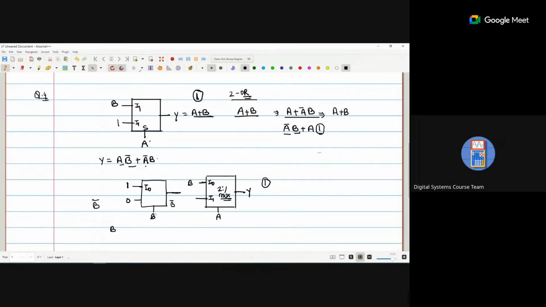Write the equation: B bar dot A plus B dot 0. This term is 0, only B bar is remaining. Now we use this B bar for the input of I1. And here we are getting a XOR. So if complementary input is available, we require 1. If complementary input is not available, we require 2 more.